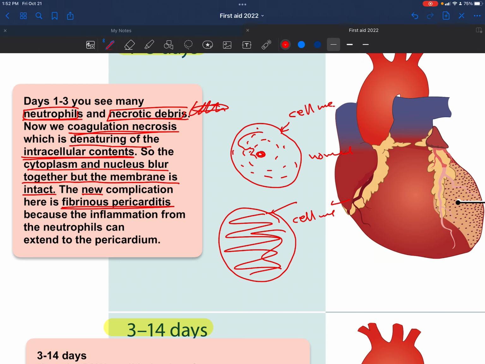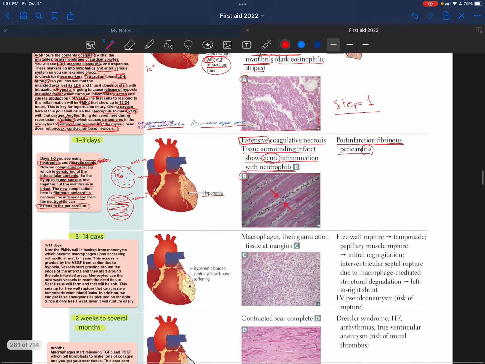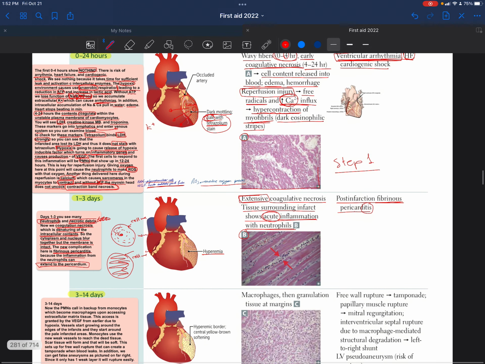So the new complication here is fibrinous pericarditis, as we said, because the inflammation from the neutrophils can extend to the pericardium. Of course, because we're having a lot of neutrophils and necrotic debris, it will not just stay in its place. It can extend to the pericardium, which is the outer lining or outer coverage of the cardiac muscle.